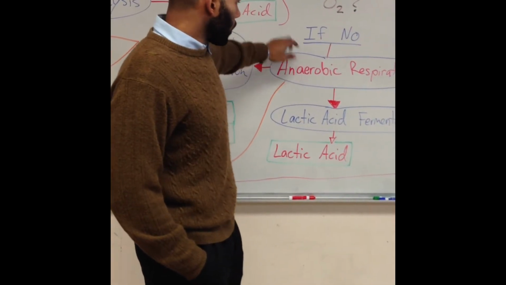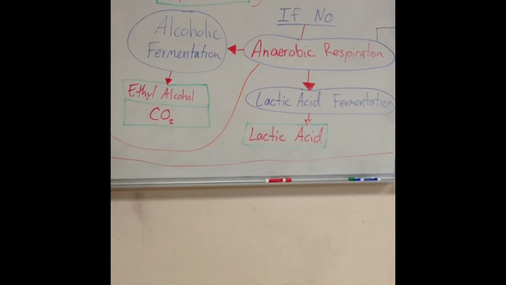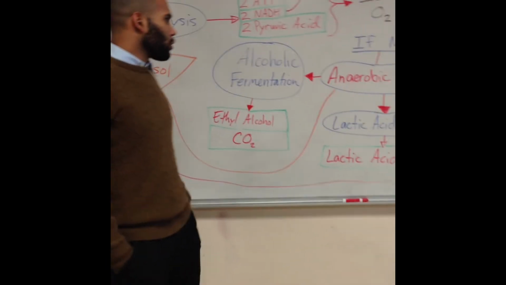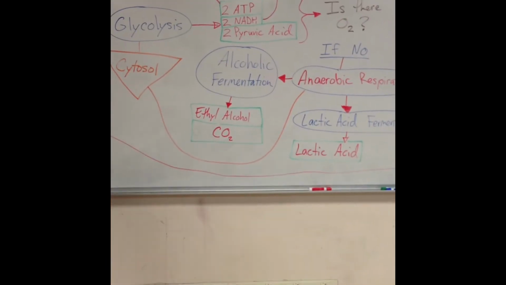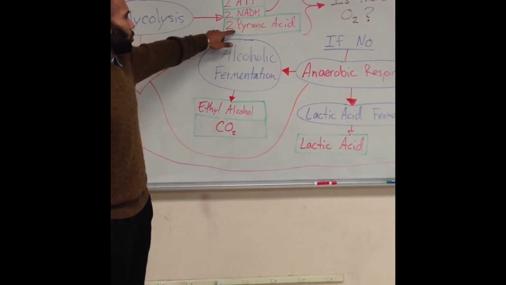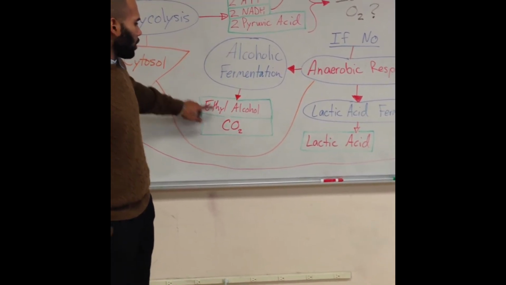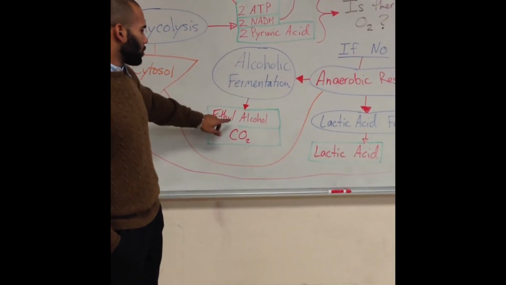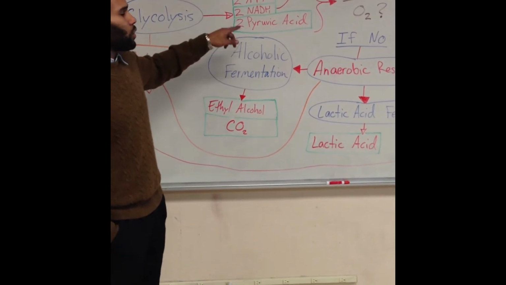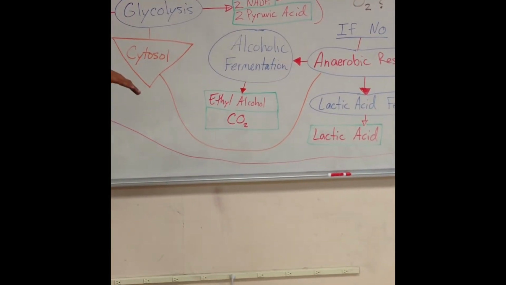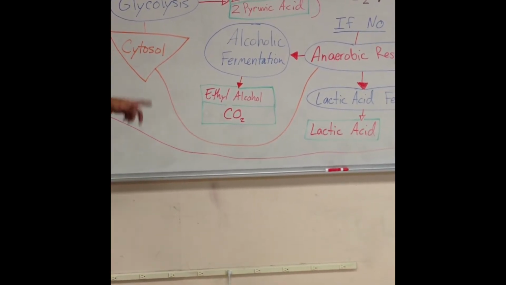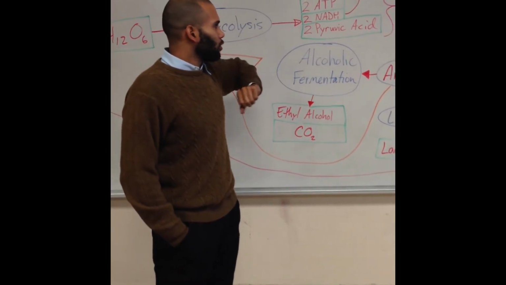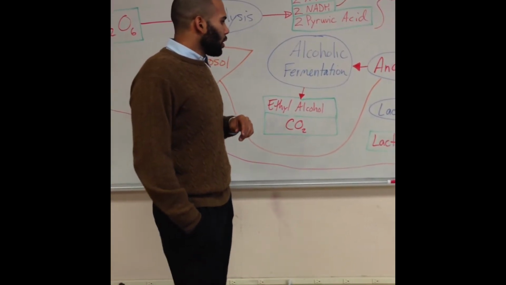If there's not oxygen, we're going to go to anaerobic respiration, which also all takes place in the cytosol. There are 2 different types of anaerobic respiration. Alcoholic fermentation, which will convert the 2 pyruvic acids into ethyl alcohol and carbon dioxide. As a result, the 2 NADHs that were made in glycolysis will be converted back to NAD+.